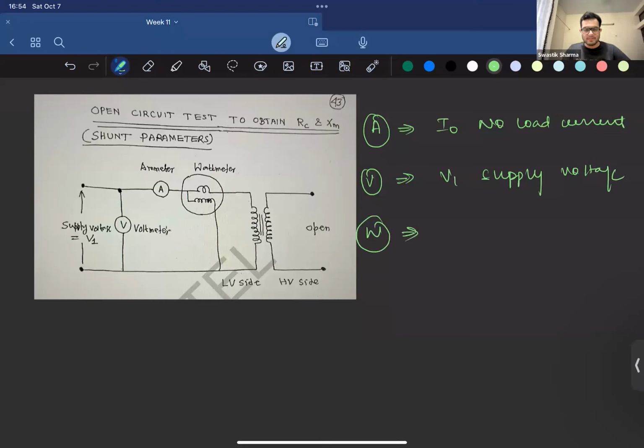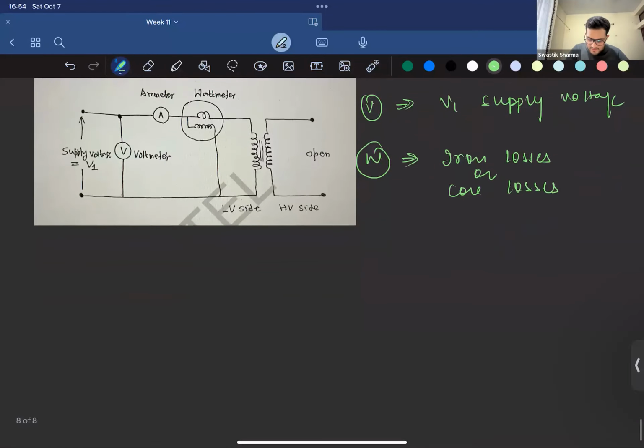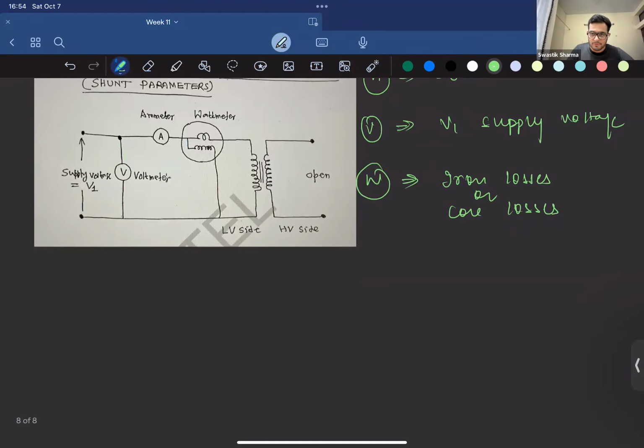Now, what does this wattmeter measure? When only the no load current is flowing into the transformer, only the iron losses or the core losses will be there, right? The copper losses will also be there, but since I naught is very small, the copper losses will be very small. So it would majorly show you the iron losses, the core losses.